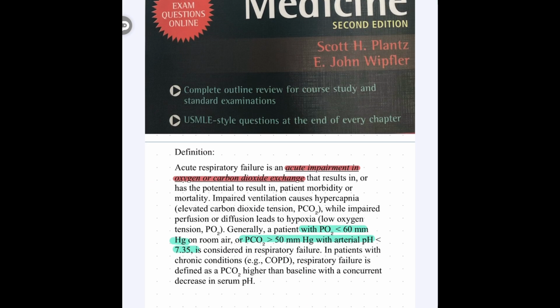Definition: acute respiratory failure is an acute impairment in oxygen or carbon dioxide exchange that results in, or has the potential to result in, morbidity or mortality. Impaired ventilation causes hypercapnia. Elevation in carbon dioxide tension will impair diffusion, leading to hypoxemia.